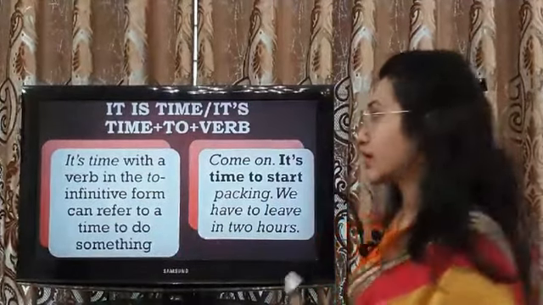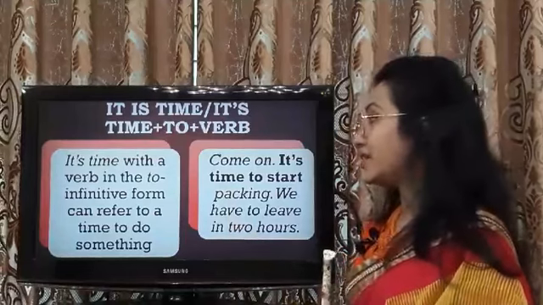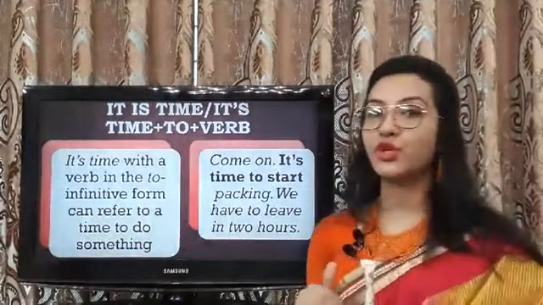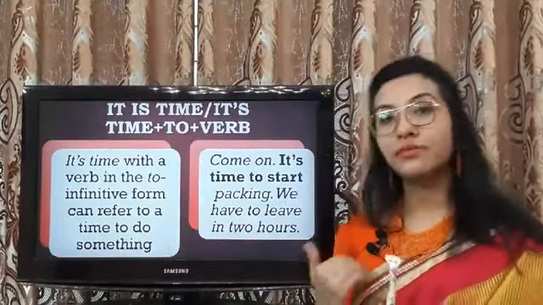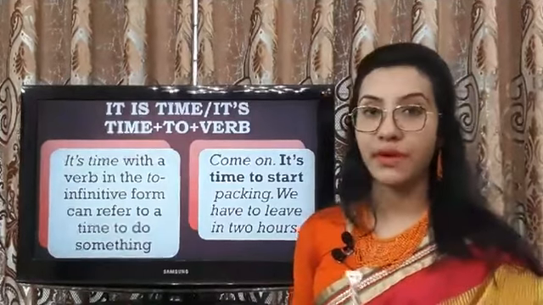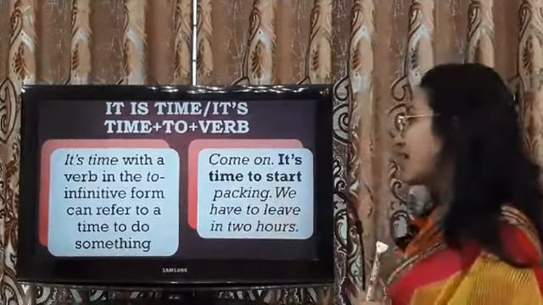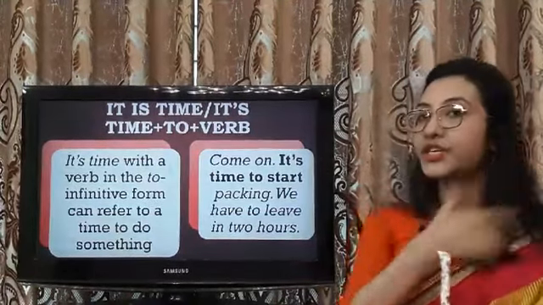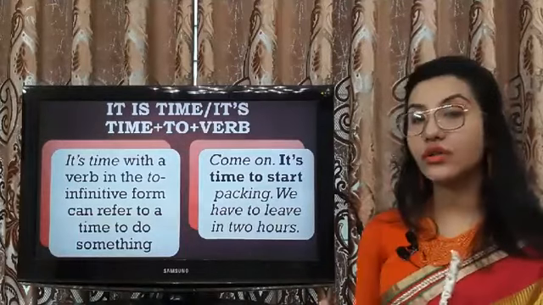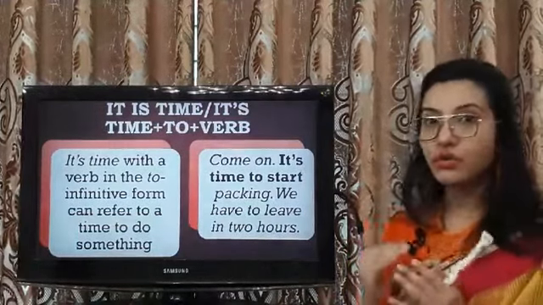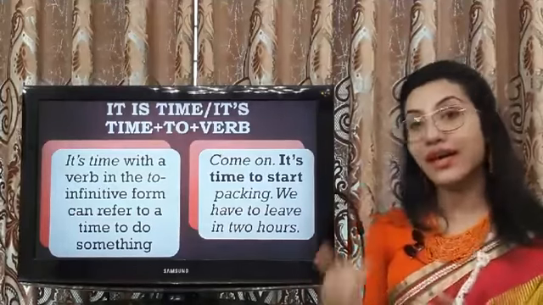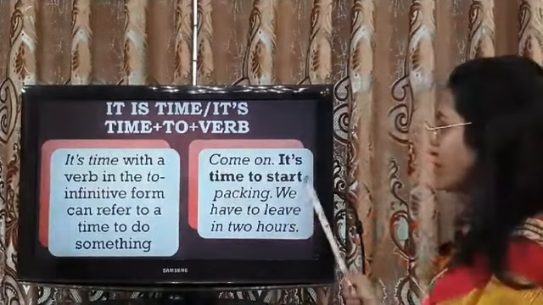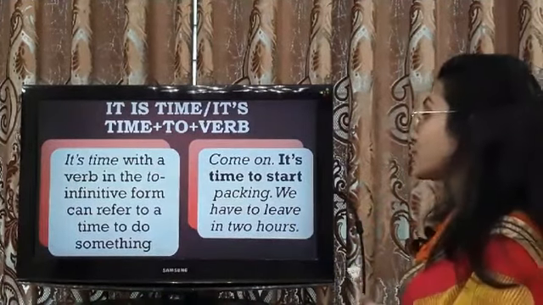When do we use it? Let's see. It's time with a verb in the to infinitive form can refer to a time to do something. If at this moment I should do some task, I can use it's time. For example, come on, it's time to start packing. We have to leave in 2 hours. So a person will set off somewhere within 2 hours. Since they need to leave within 2 hours, they should start packing right now. So it is the right time to do so. So we have written it's time to start packing.